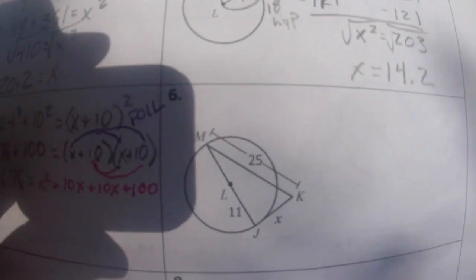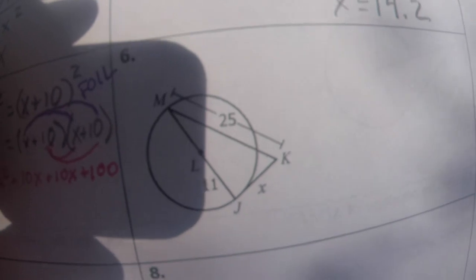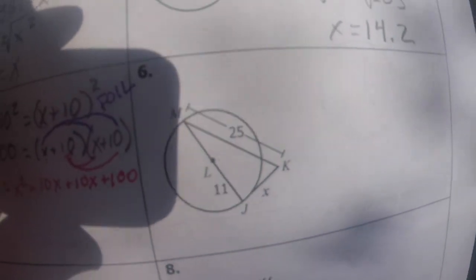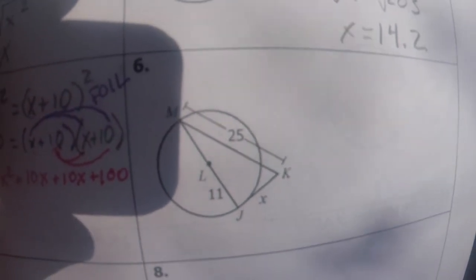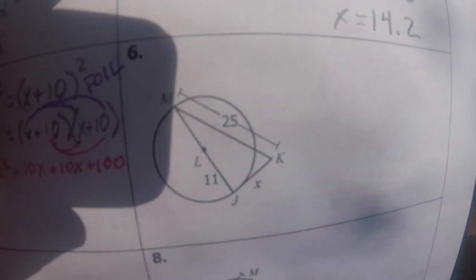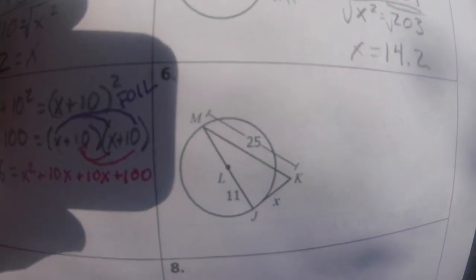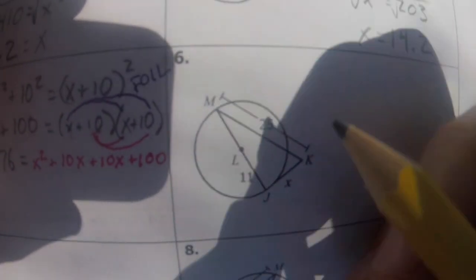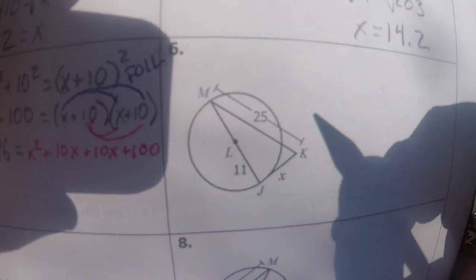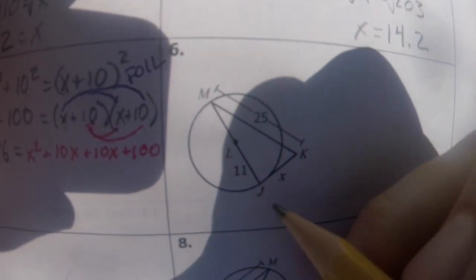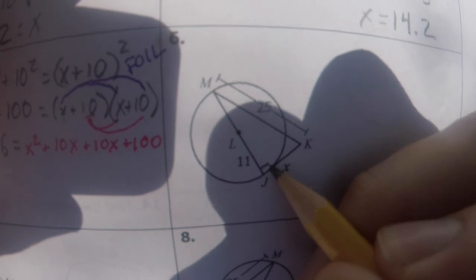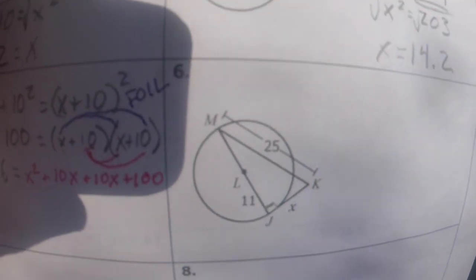Alrighty, let's try another. Hey guys, don't worry about number 5. Number 5 is a little weird. It's not one that I'm too concerned about, so we're just going to skip it and move on to number 6. JK is tangent, which means that at point J we have a 90-degree angle. We've got to solve for x.